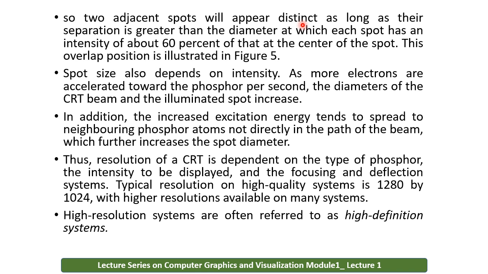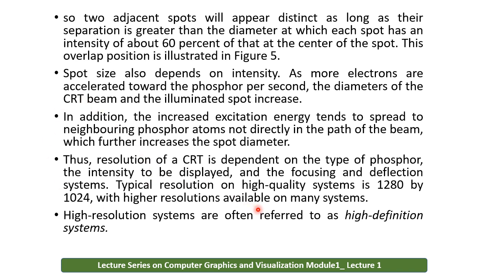Spot size also depends on the intensity. As more electrons are accelerated towards the phosphor per second, the diameter of the CRT beam and the illuminated spot also increase. The increased excitation energy spreads to the neighboring phosphor atoms not directly in the path of the beam, which further increases the spot diameter. Thus, the resolution of a CRT is dependent on the type of the phosphor, the intensity to be displayed, and the focusing and deflection systems.